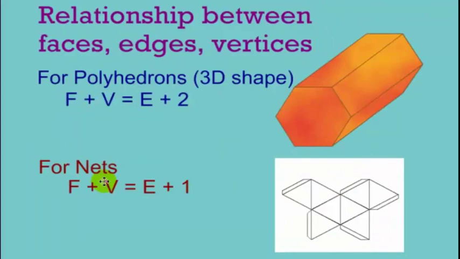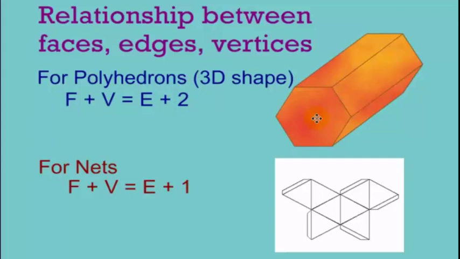In all polyhedrons, there's a relationship between the faces, the edges, and the vertices. This is Euler's law. And when it's a 3D shape, we have one formula here. And when we actually look at the net, the formula will change very slightly. It will go from +2 to +1. Let's see how these work on these two shapes over here.